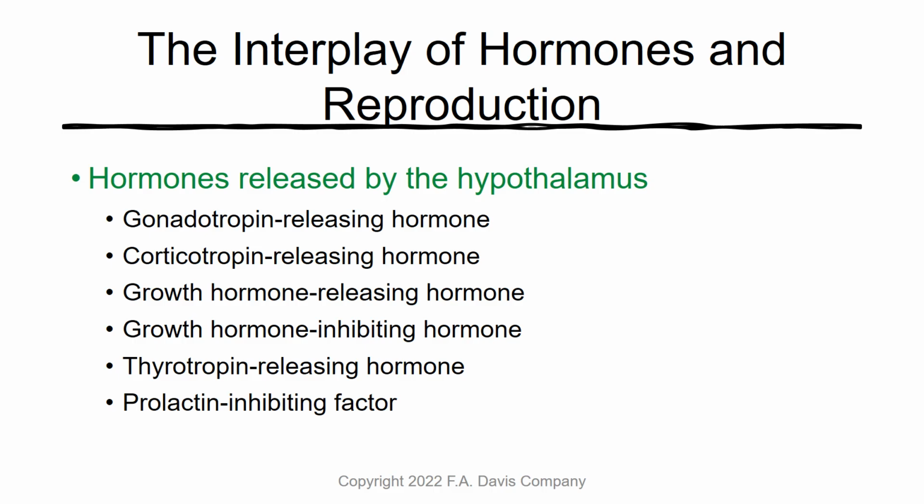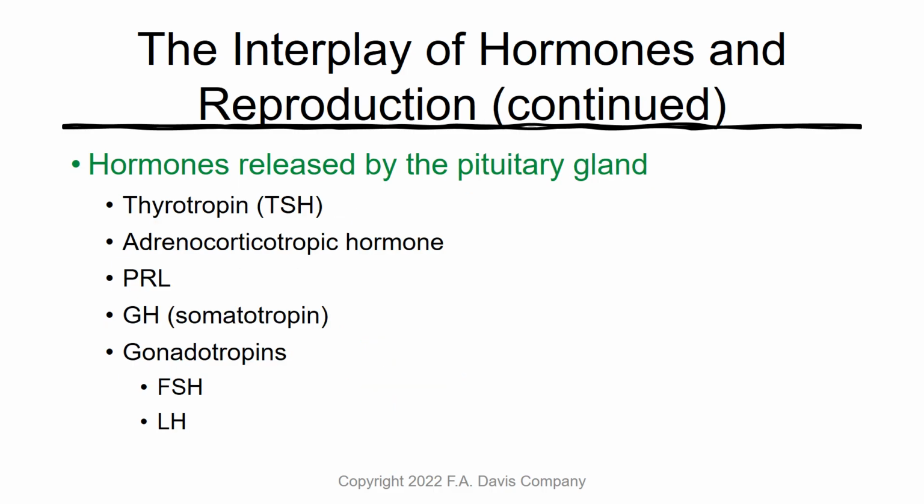Thyrotropin releasing hormone regulates thyroid hormones, which is your T3 and T4, and it stimulates the TSH, the thyroid stimulating hormone. Prolactin inhibiting factor is also known as prolactostatin, and it inhibits the synthesis and release of PRL by the pituitary gland. TSH regulates endocrine function of the thyroid gland. The ACTH, which was mentioned previously, controls development and function of the adrenal cortex.